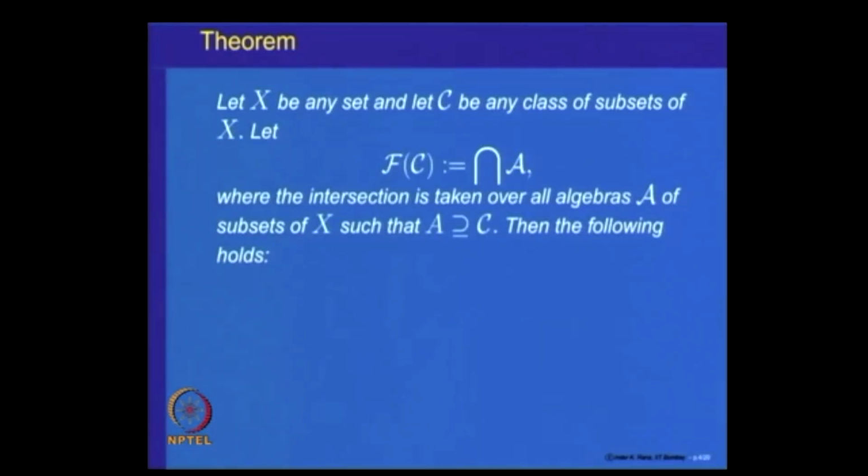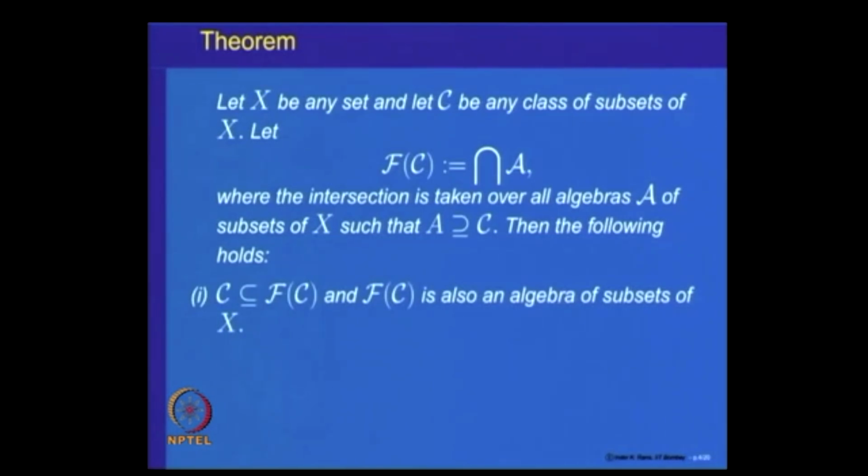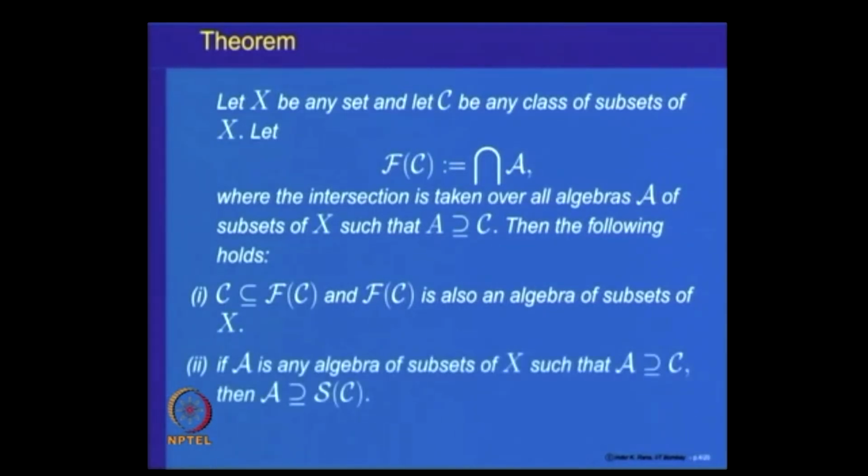So f of C is the intersection of all the algebras that include the collection C. Then what we have just now shown is that C is a subset of X. That means f of C always includes C, and f of C is an algebra of subsets of X. So f of C is an algebra which includes X, and it has an additional property: it is the smallest with that property. That is, if A is any other algebra of subsets of X such that A includes C, then A must include f of C.